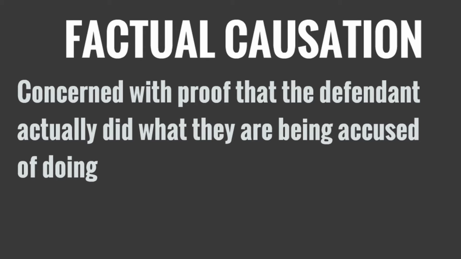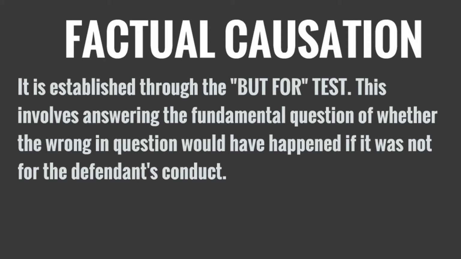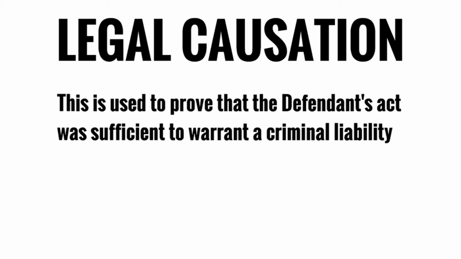Factual causation is about whether there is proof that the defendant actually did the act in question or not. Factual causation is done with a but-for test. In this context, it is established whether the act would have happened or not if not for the defendant's conduct or omission. Legal causation is proof that the defendant's act is sufficient to warrant a criminal liability.